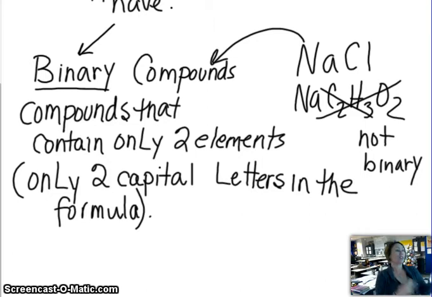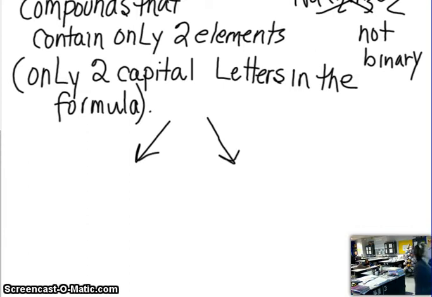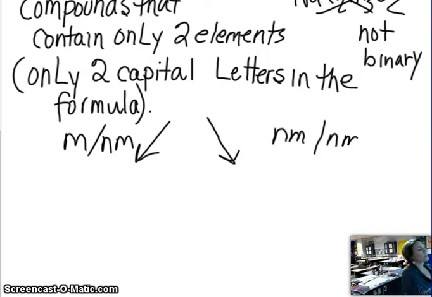So the first question, if I give you a formula, you want to ask yourself is, is it binary? And if it is, then you're going to follow this set of rules. The second question you want to ask yourself is, there are really two different types of binary compounds. There is a metal bonded to a nonmetal, and then there are two nonmetal compounds, a nonmetal bonded to a nonmetal. Remember, metals are found to the left of the stairs. Nonmetals are found to the right of the stairs. Semi-metals are named according to nonmetal rules.